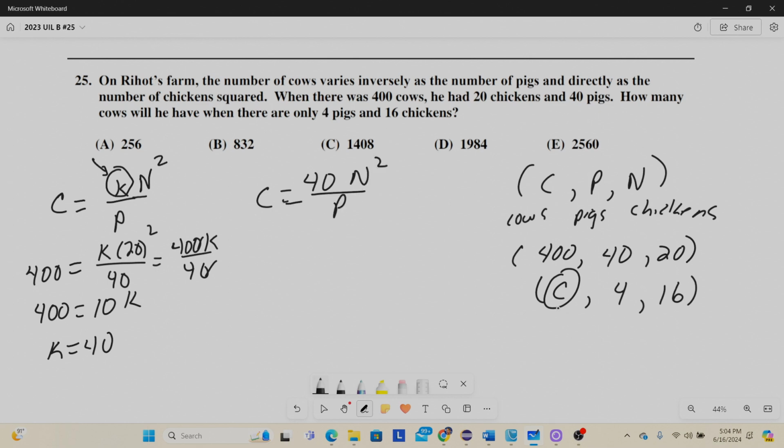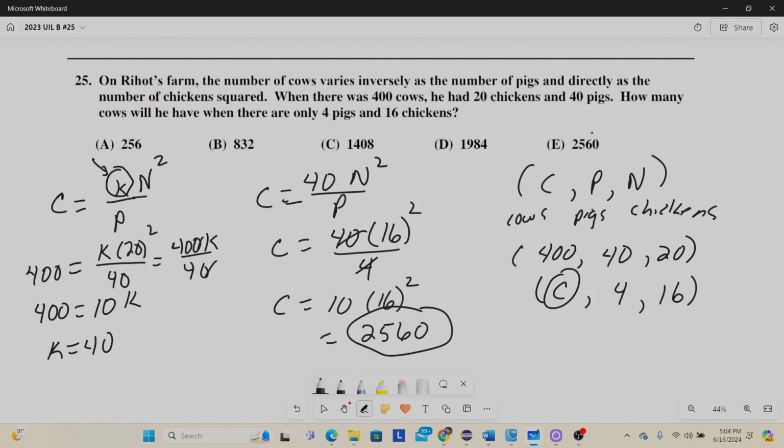And plugging in to solve for cows, we've got cows is equal to 40, and chicken squared would be 16 squared over the number of pigs is 4. So the 4 and the 40 make 10, so C is equal to 10 times 16 squared. And for you number sense people, you should know 16 squared is 256 times 10 is 2,560 cows. And our answer is E.